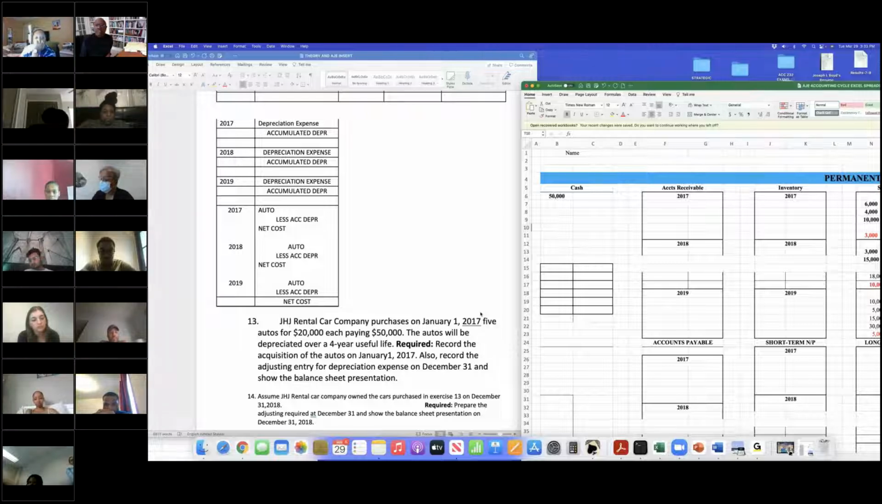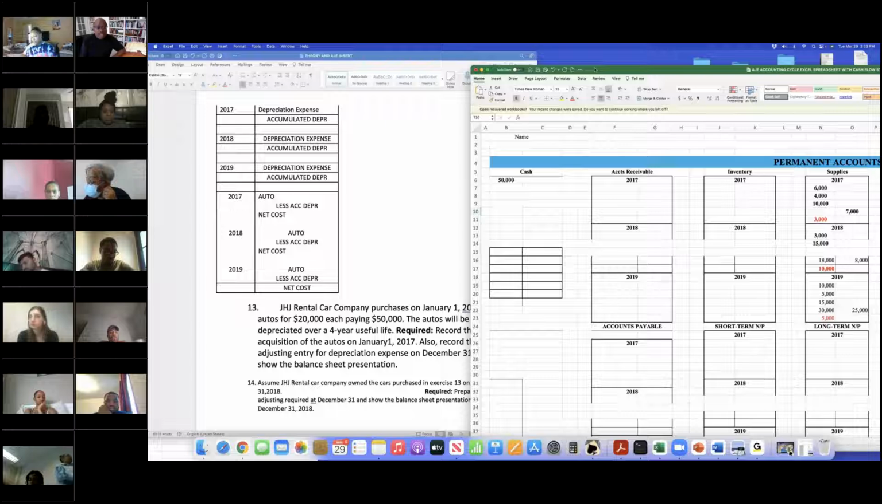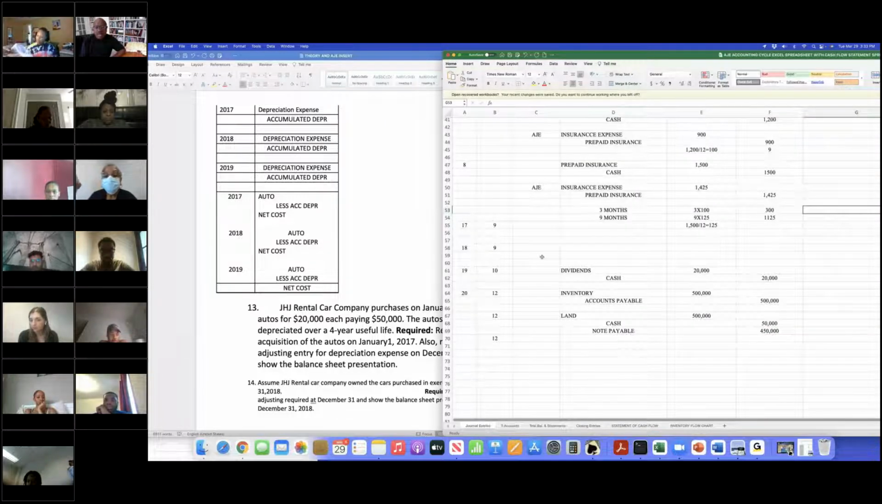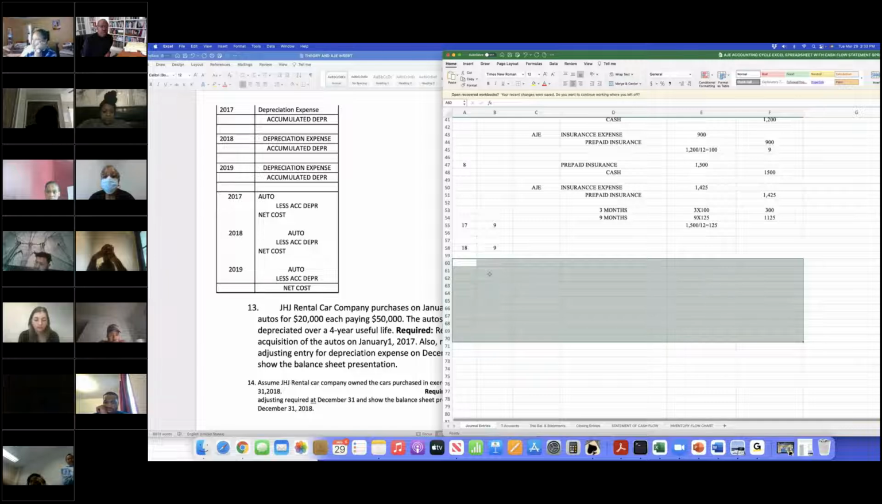Who has number 13? Nobody has 13. So we're going to jump down here to number 13 now. I'd assume if we work one, they all work the same way, so I'm assuming you can work the rest of those. But I will check up on them next time. So we're on number 13 now. What happens in 13?